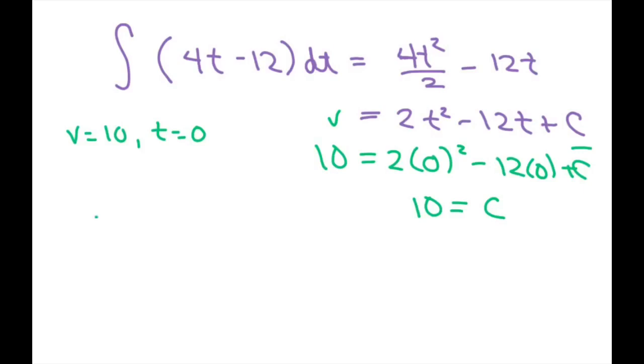And now the velocity is equal to 2t squared minus 12t plus 10.